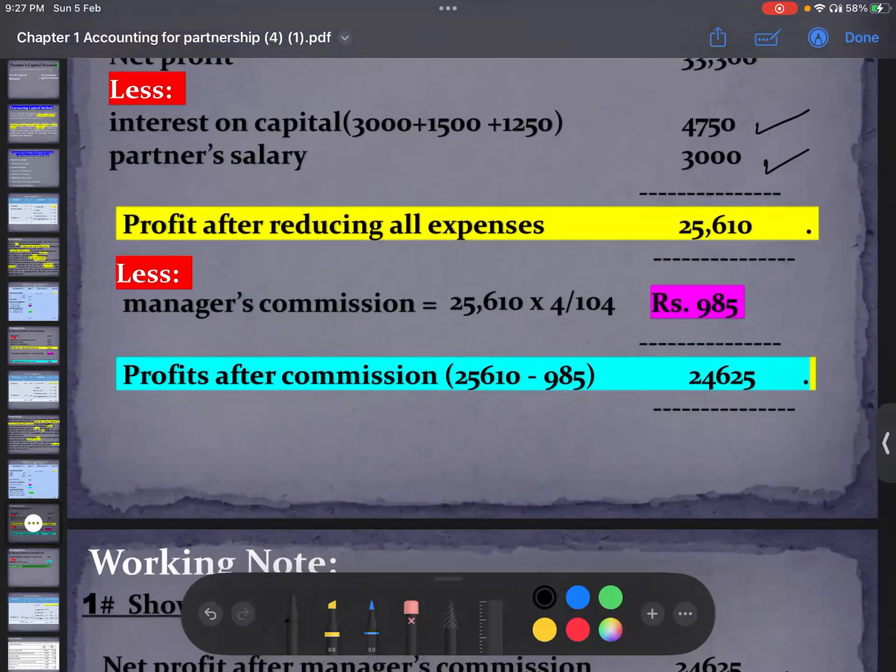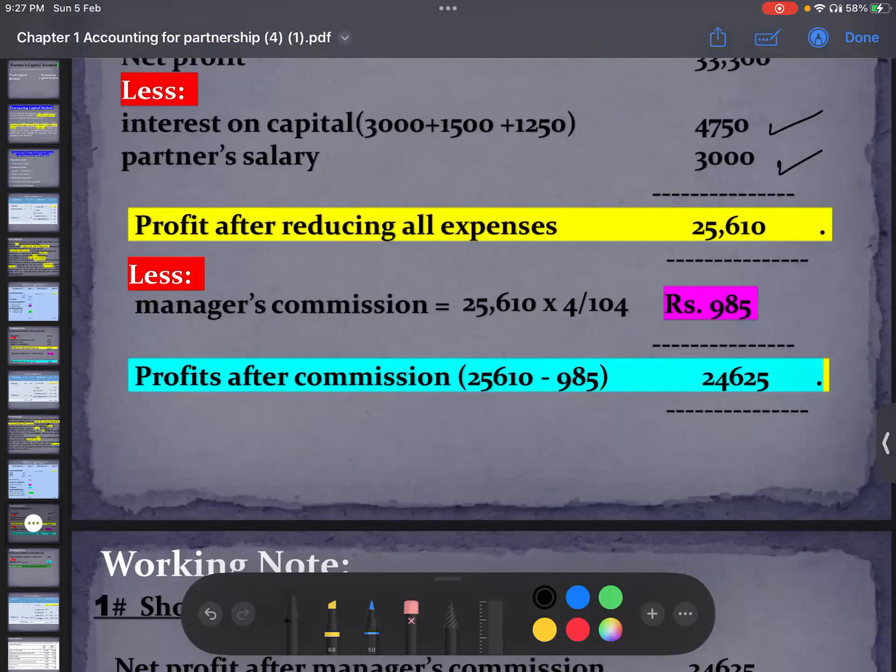So whenever it says that commission needs to be calculated after deducting the commission itself, at that time we'll first of all reduce all the expenses, and after reducing all the expenses we'll get 25,610, and we'll multiply this by 4% and divide it by 104, just the way we did in the previous question. Okay, I hope this is clear, everyone.